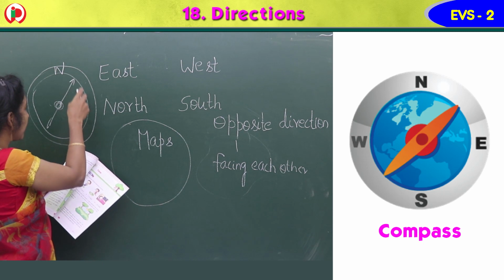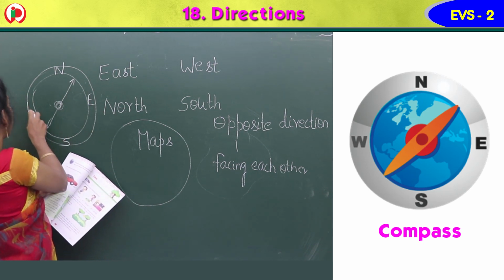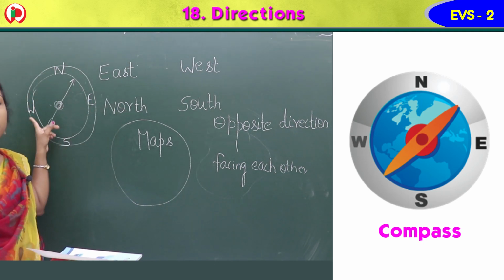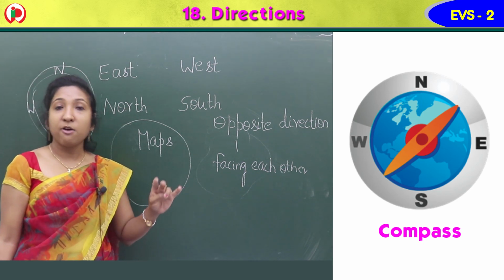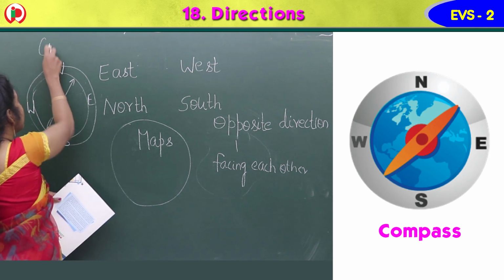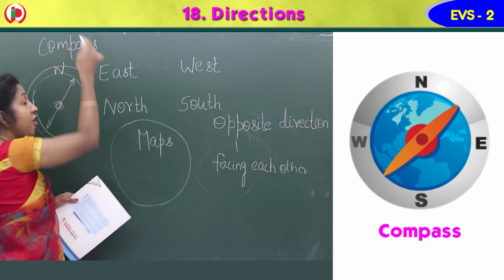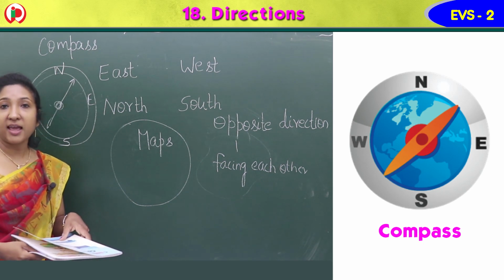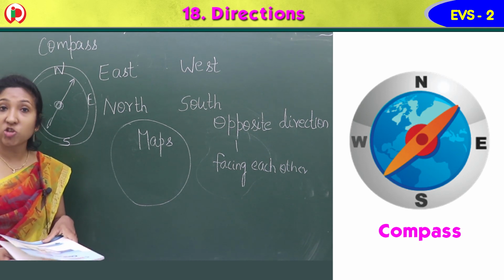They have marked N. They have marked east, E. S. They have marked W, west also. North, south, east, west. On the image you can see, children, four directions they have marked in the instrument compass. This instrument is called compass, C-O-M-P-A-S-S. It is an instrument to find the direction.